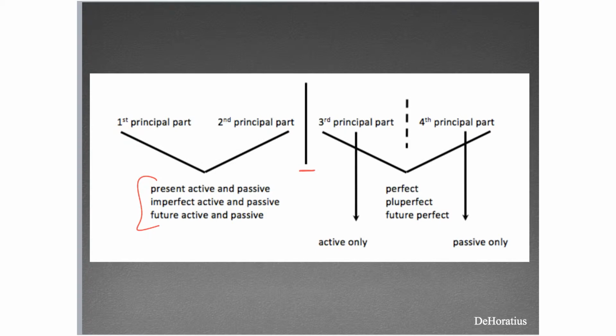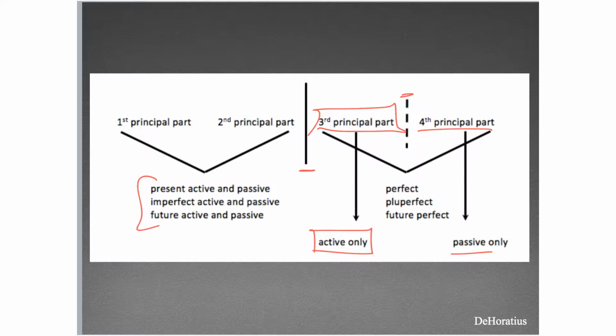So on the left you've got the first and second principal parts, which deal with those tenses and voices. On the right you've got third and fourth principal parts, which deal with the perfect tenses, so perfect, pluperfect, and future perfect. Now the big difference here is, and we talked about this when we learned the active forms of the perfect tenses, that the third principal part is only for active forms. All right. Along those lines, the fourth principal part is only going to be for passive forms, and that's what this little dotted line does, a little subdivision between third and fourth principal part.